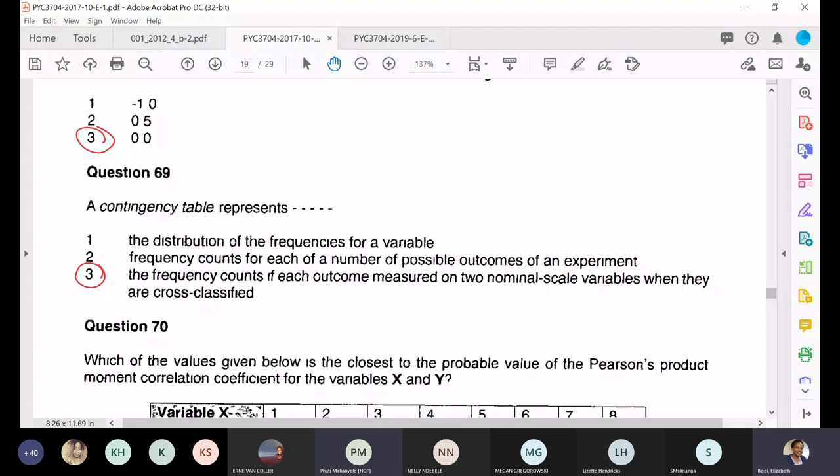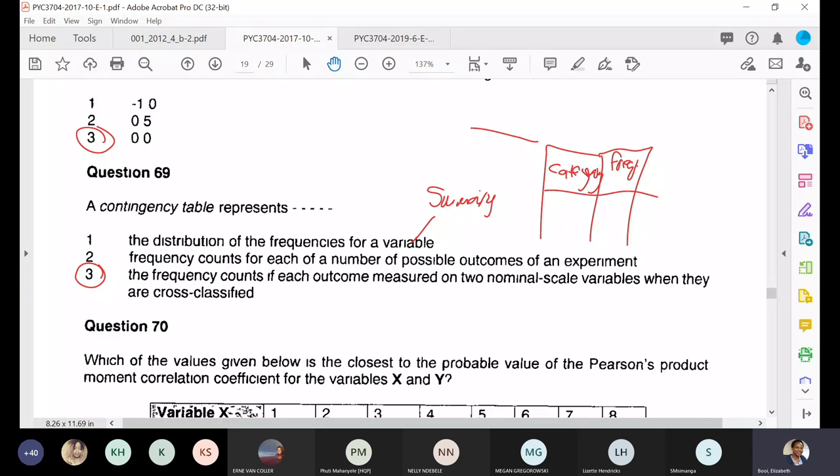The first one says is the frequency distribution of a variable. This is a summary table, because it will just have the category and then it will have your count or your frequency. That is that one table.